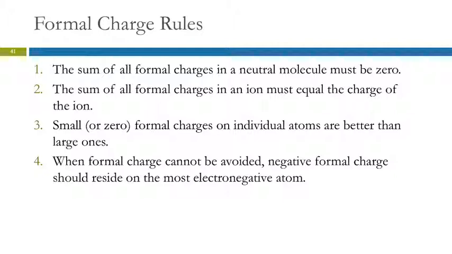Some rules: the sum of all the formal charges in a neutral molecule must be 0. In an ion, the sum of the charges has to add up to the charge on the ion. It's better to have small formal charges than big ones. 0 is even better. Sometimes you have to have formal charge, and then you want to put it on the more electronegative element.